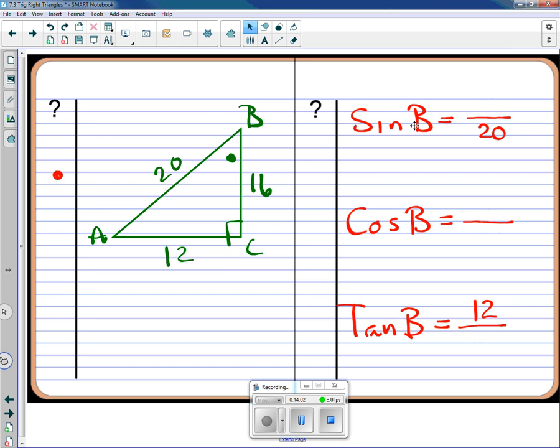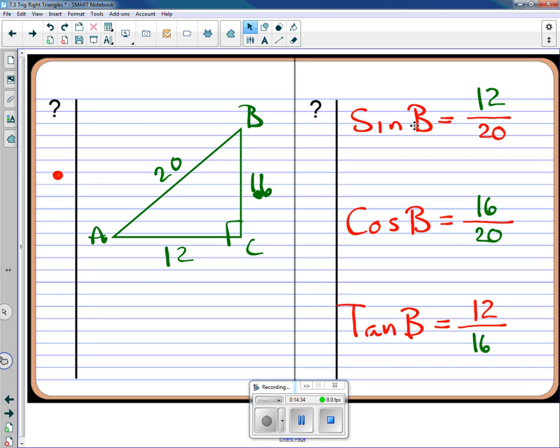All right, for this one here, you should have written 12 over 20. On this one here, you should have 16 over 20. Let's just take a quick look. Opposite over adjacent is tangent. Opposite over hypotenuse is sine. Adjacent over hypotenuse is cosine. So now we're looking at the tangent, which is opposite over adjacent.